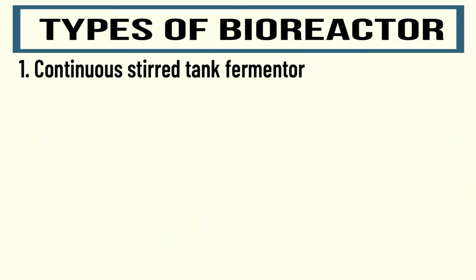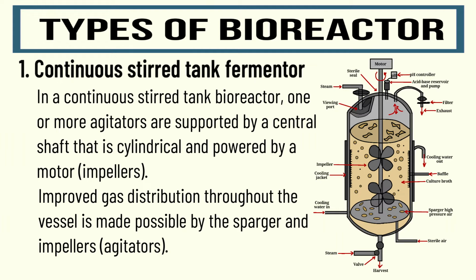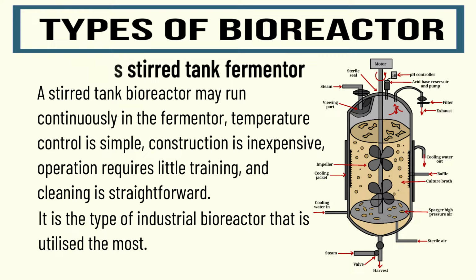As you can see in this diagram, in a continuous stirred tank bioreactor, one or more agitators are supported by a central shaft that is cylindrical and powered by a motor. Improved gas distribution throughout the vessel is made possible by sparger and impeller agitators. A stirred tank bioreactor may run continuously in a fermenter. Temperature control is simple, construction is inexpensive, operation requires little training, and cleaning is straightforward. It is the type of industrial bioreactor that is utilized the most.